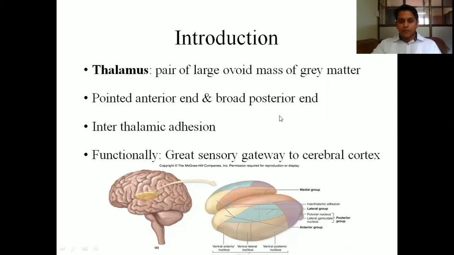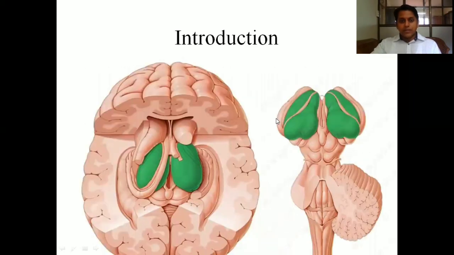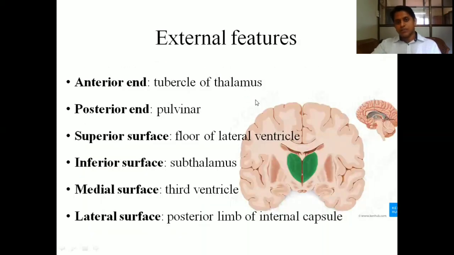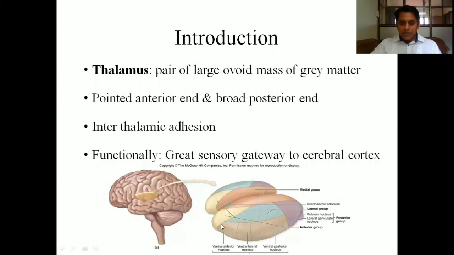Let us move ahead with the next part of it, the external features of the thalamus. The thalamus has the anterior end. So here we have the anterior end which bears a tubercle. This anterior end is called a tubercle, and the posterior end is rounded and larger and is called the pulvinar. Pulvinar means pillow-like. So the one which is broader and larger like a pillow is the pulvinar.